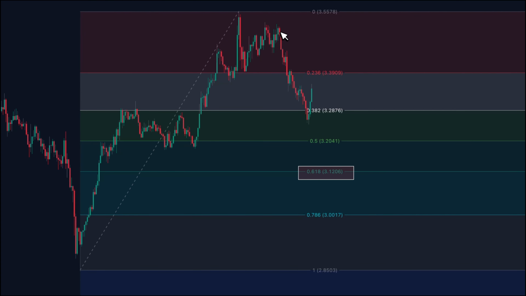If price reacts at one of these levels, it might signal a strong buy or sell opportunity, but always combine it with other tools or confirmations. Never rely on it alone.